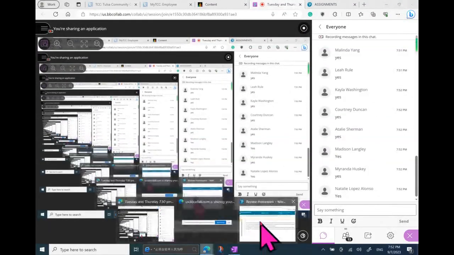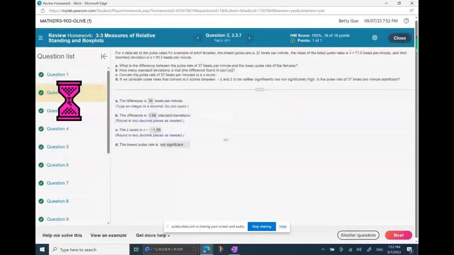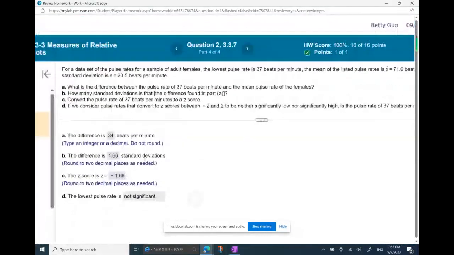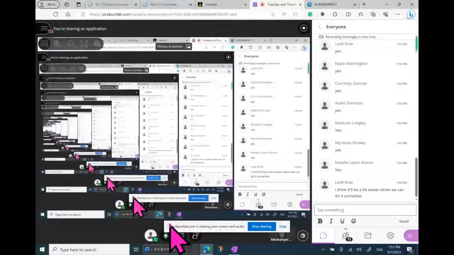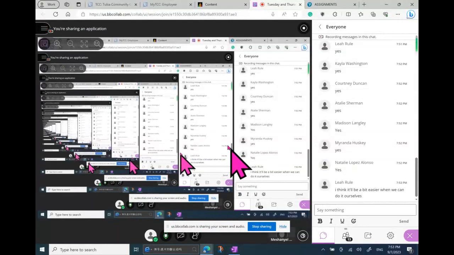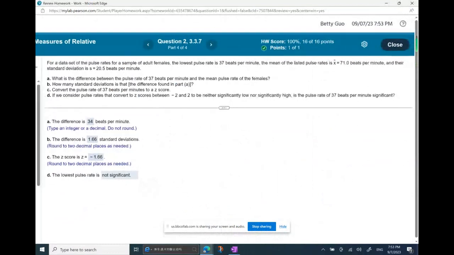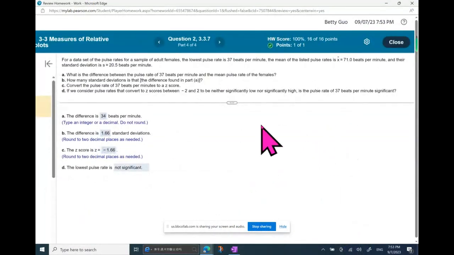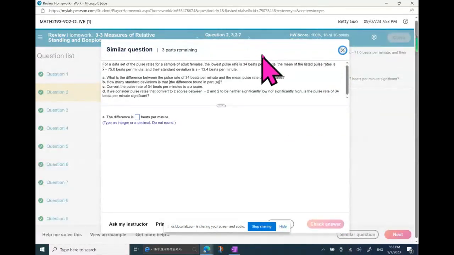So let's continue. That is question number 1. Let's do question number 2. Leah says, I think it will be a bit easier when we can do it ourselves. You want to do it yourself? Yeah, how about I change this to a similar question. Let's give it a try. A similar problem, you want to try it? Why is it so small?